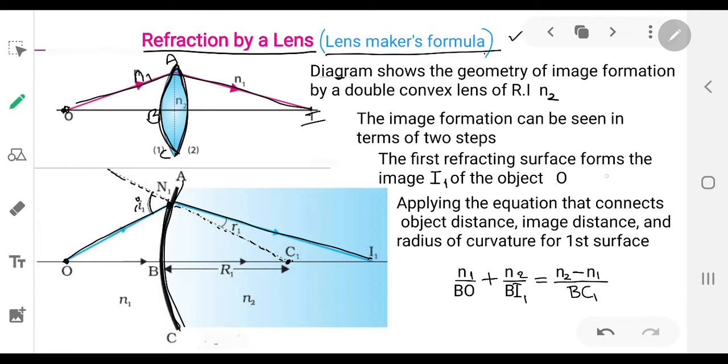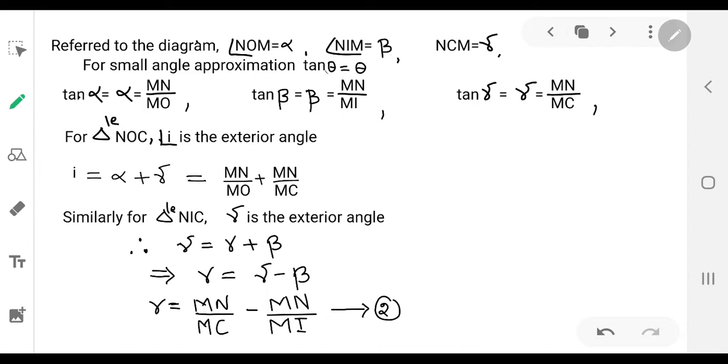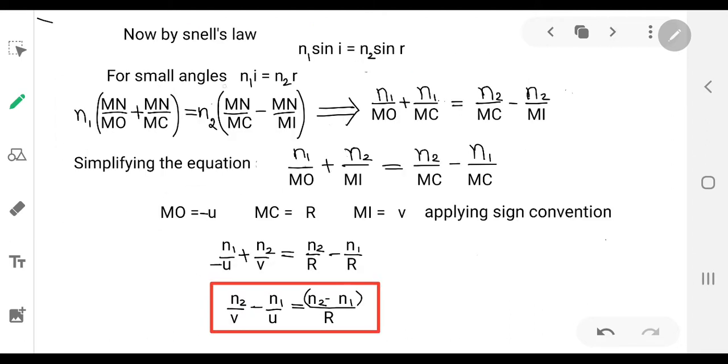So the first refracting surface forms the image I dash of the object O. To this refraction at the first surface, we have to apply the equation that connects object distance, image distance and radius of curvature. Now what is that equation? In the previous class we studied refraction through a spherical surface. By substituting I and R in Snell's law, we got an equation.